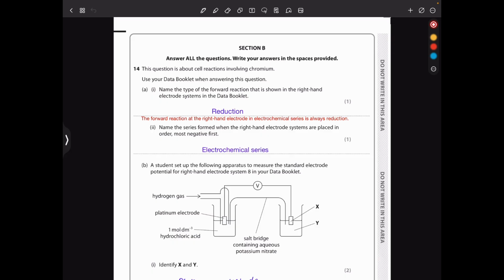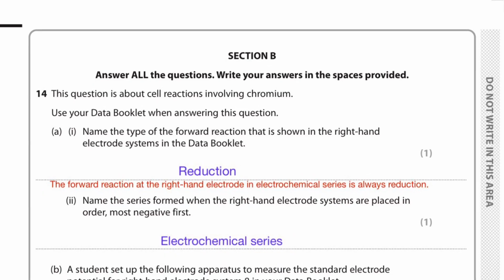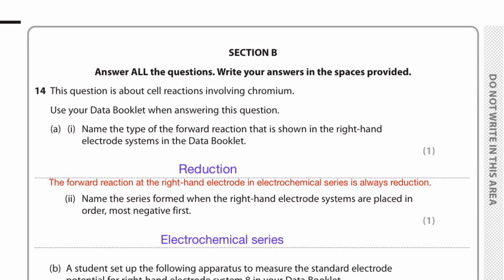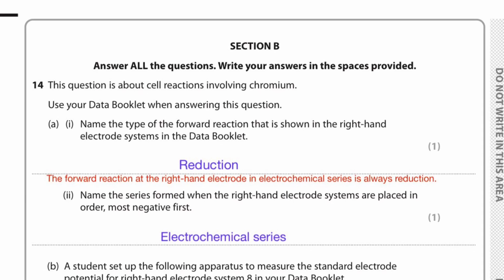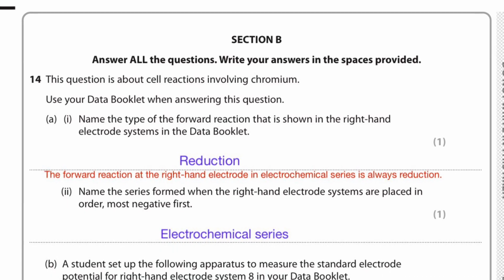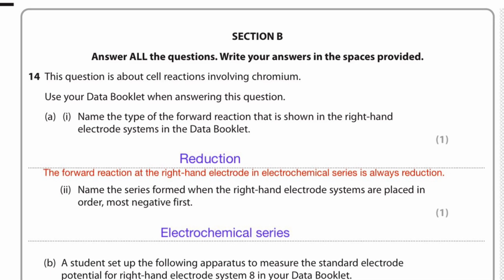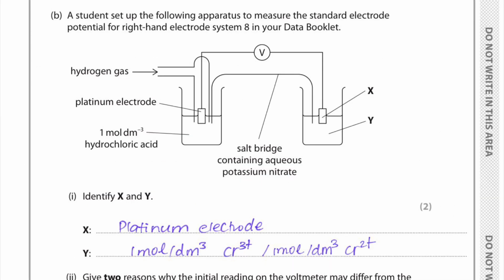Moving on to section B, question 14. They say this question is about cell reactions involving chromium. Use your data booklet when answering this question. The first part says name the type of forward reaction that is shown in the right-hand electrode system of the data booklet. It's going to be reduction because they're gaining electrons. Then they say name the series formed when the right-hand electrode systems are placed in order, most negative first. It's the electrochemical series. In part B, a student set up the following apparatus to measure the standard electrode potential for the right-hand electrode system 8 in your data booklet.